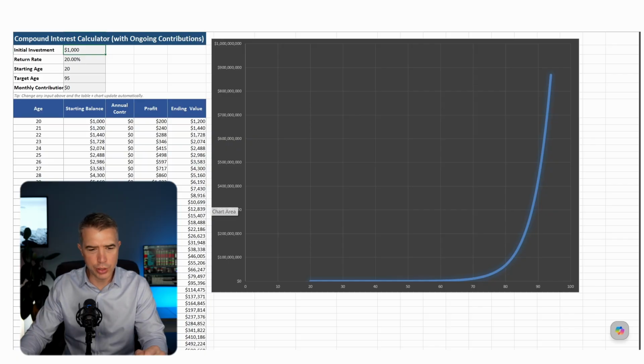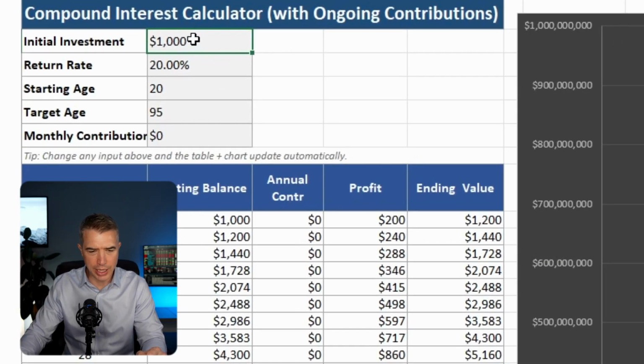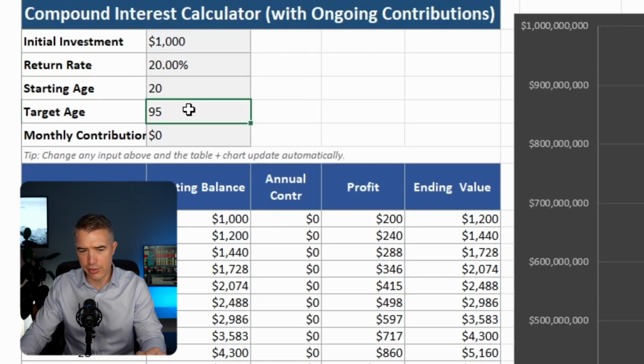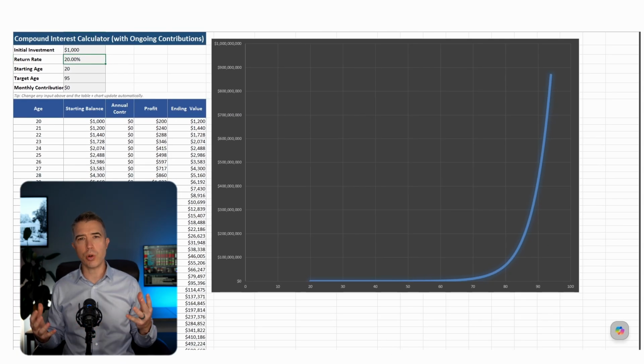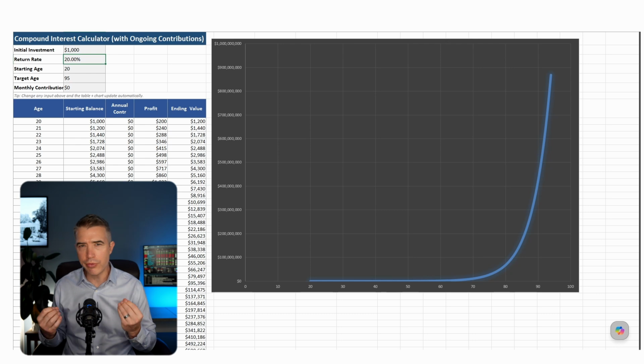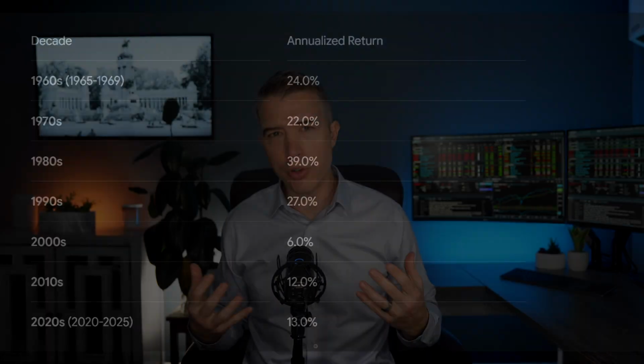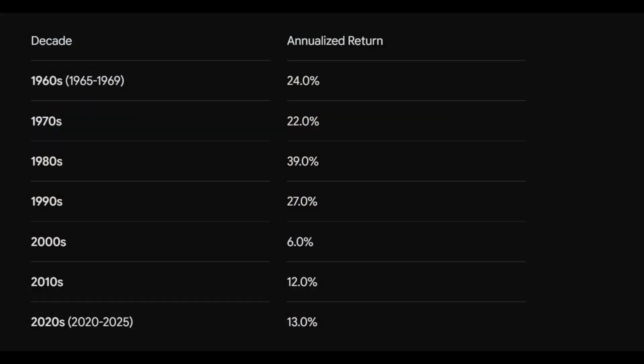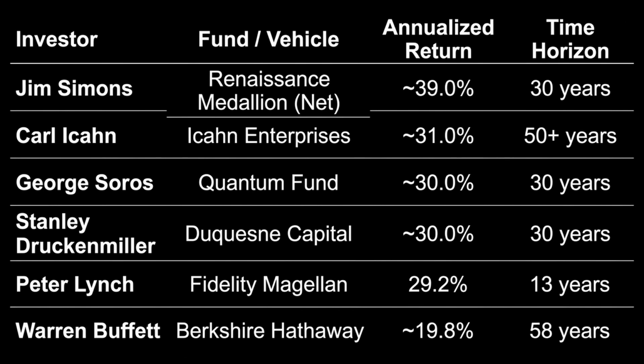In this graph, we took $1,000 and gave it a rate of return of 20%, starting at the age of 20, ending at the age of 95. We use a 20% rate of return because this roughly mimics Warren Buffett's return, because Buffett famously invested at just over 22% for decades, making him one of the best investors of all time. Now, other investors have had higher rates of return than Buffett, but not for such a long period of time.